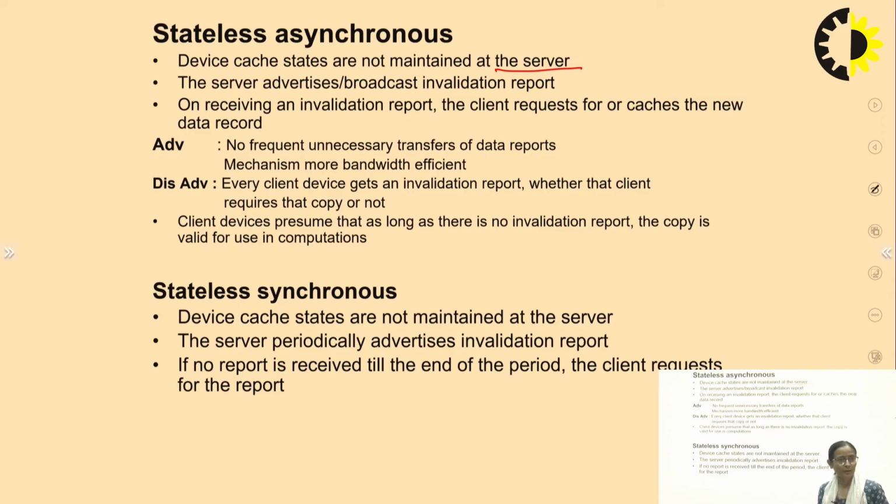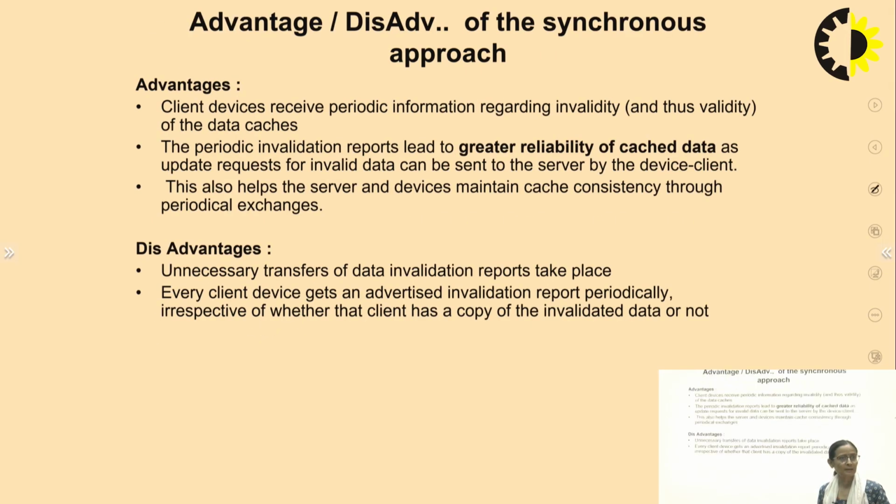Now, the next important mechanism is stateless synchronous. It is stateless, so no state is being maintained at the server, but it is synchronous in nature. What it says is that the server periodically advertises an invalidation report. If the mobile device does not receive the report till the end of the period, then the client may send a request for the report. So, the client never misses the invalidation report in this case.